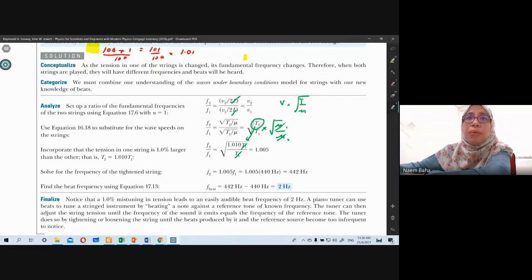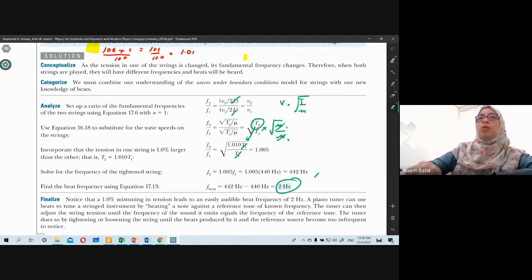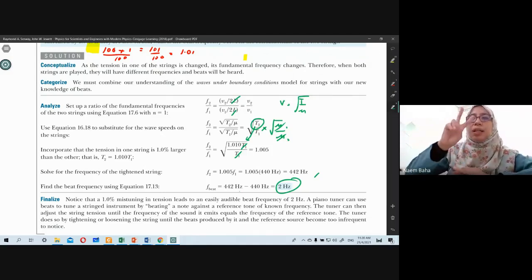So F2 is 1.005 times F1, 440, which is 442. So 442 minus 440 is 2 Hz. So you are going to hear the beat within 1 second twice.